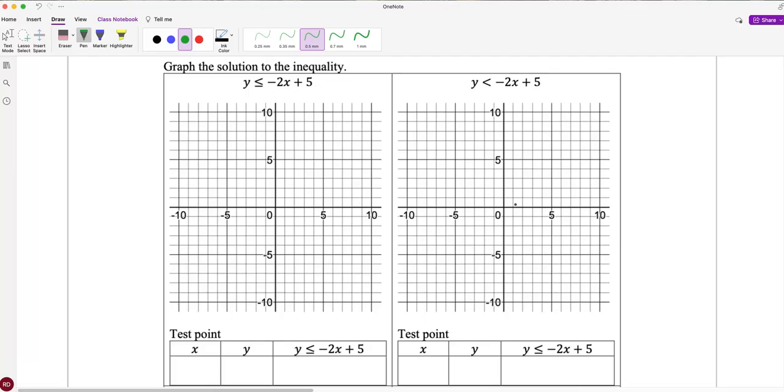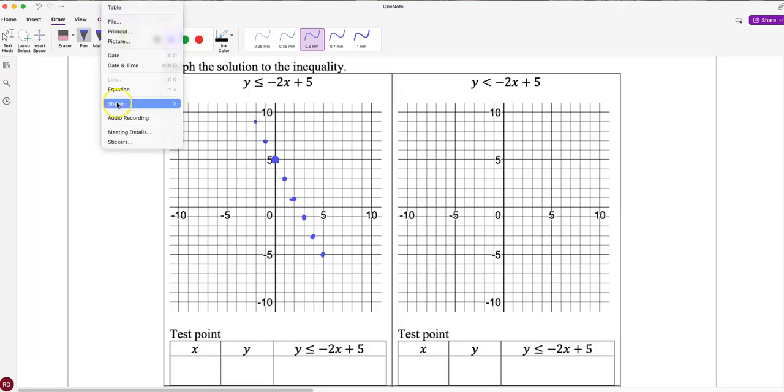Graph the solution to this inequality. y is less than or equal to negative 2x plus 5. The first thing I have to graph is the line y equals negative 2x plus 5. So slope is negative 2. So I would draw that line.